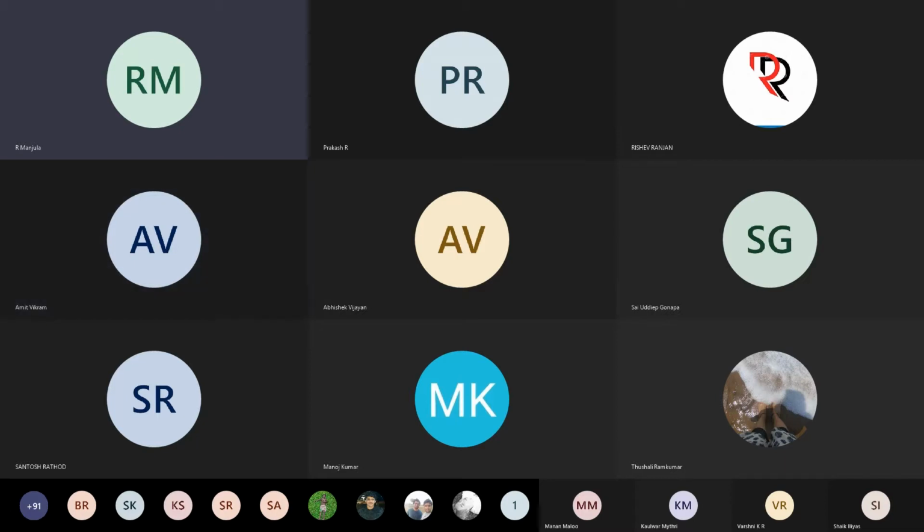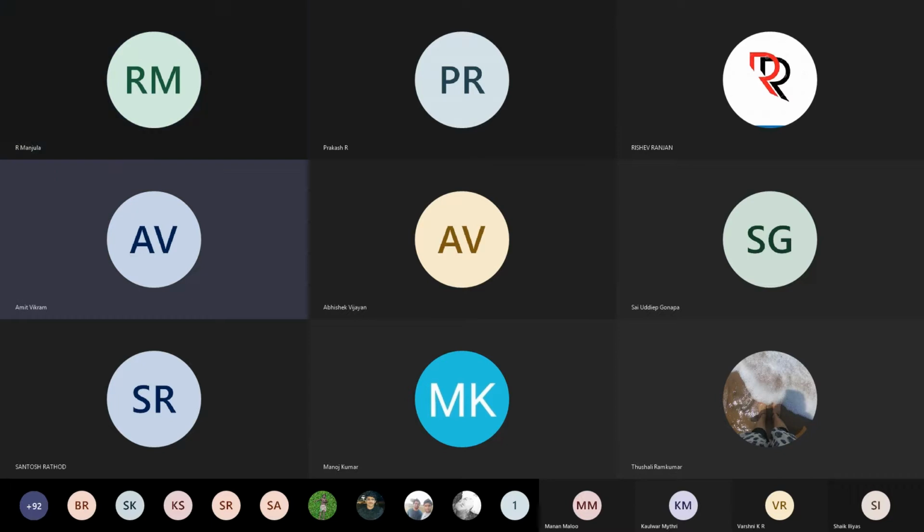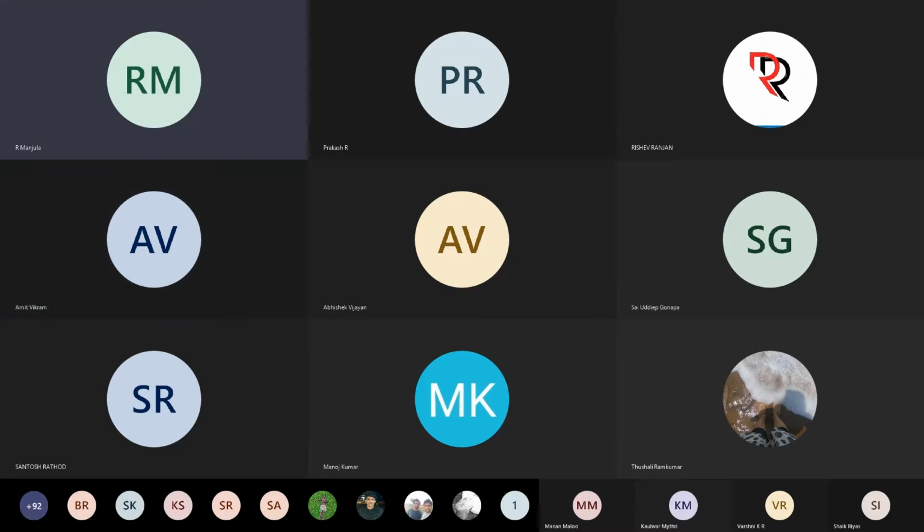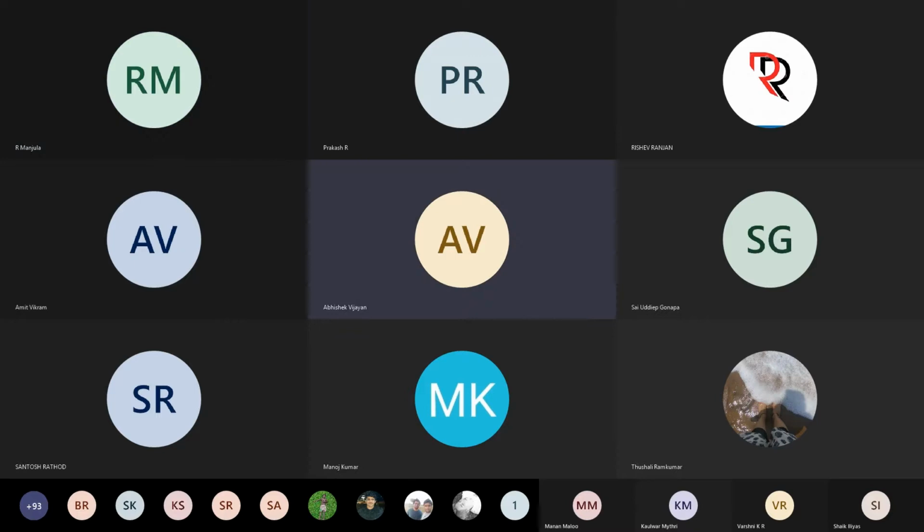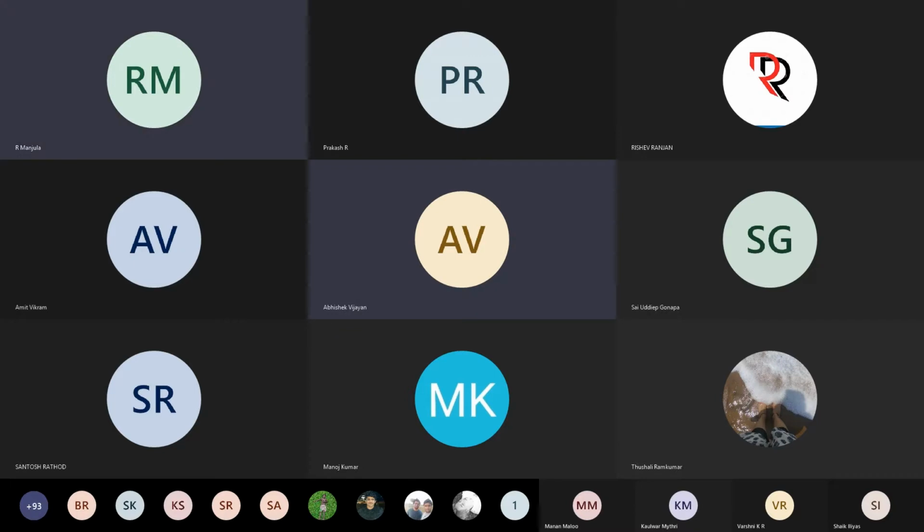Cross sectional area is nothing but your water area. Excuse me, ma'am. Ma'am, your writing is not visible on the screen. Writing is not visible, what happened? Ma'am, can you share the screen instead of sharing whiteboard directly? Okay.